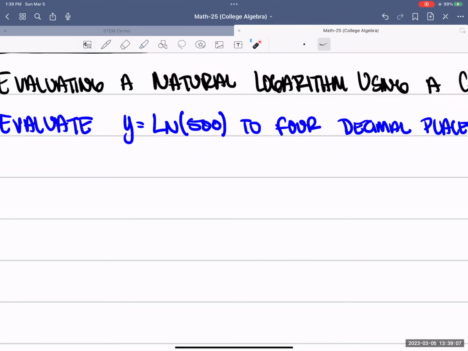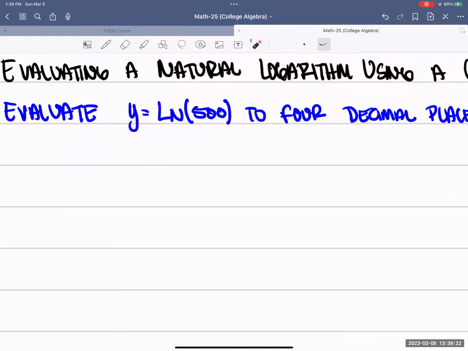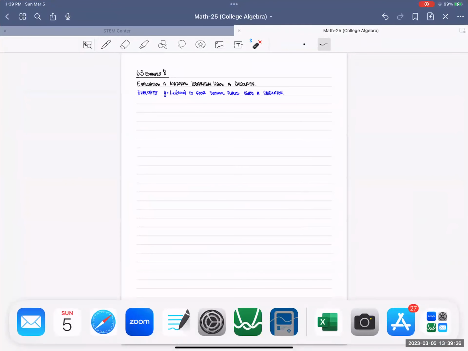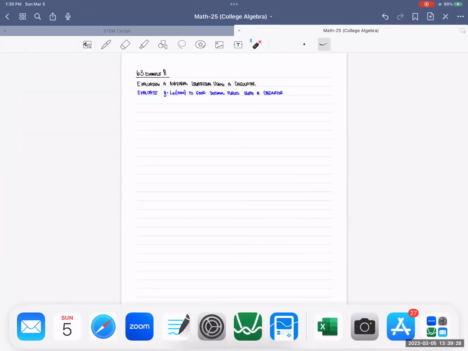So natural log, here we just have to plug it into the calculator, because if we do our base, e raised to the power y is equal to 500, we don't have a way to solve for y in this case. So let's just plug this into a calculator.